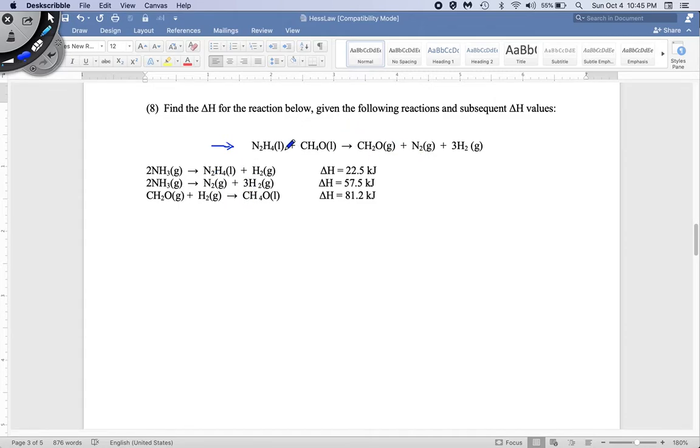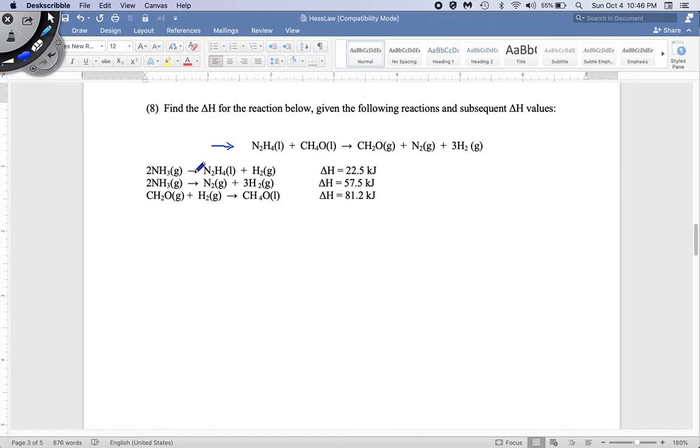So remember how I said that chemical reactions are state functions. They may occur in multiple steps, but all we need to know is, what did you start with and what did you end with? As long as you start in the right place and end in the right place, it does not matter what happens in between. Okay, so I need to get a reaction that starts with N2H4.